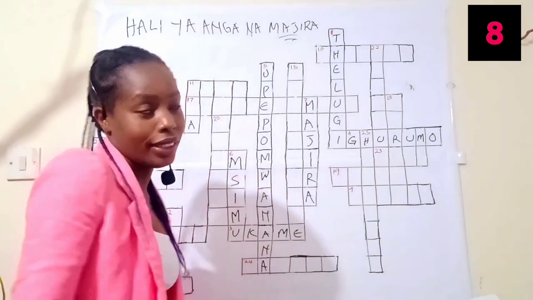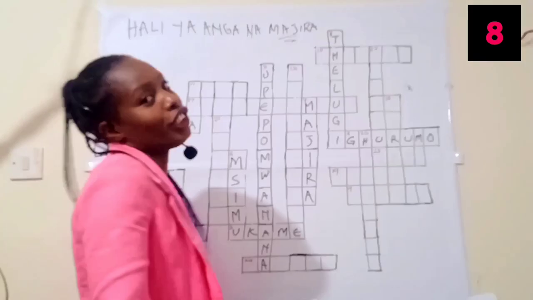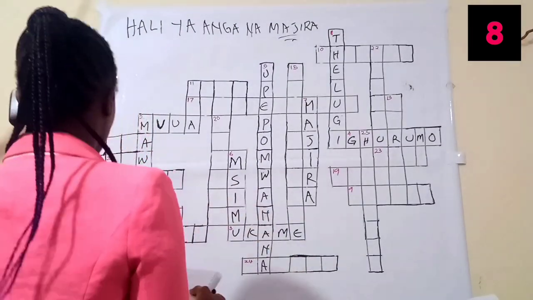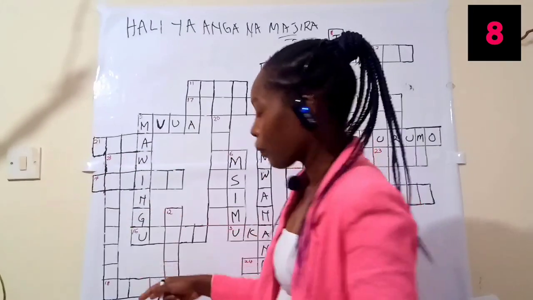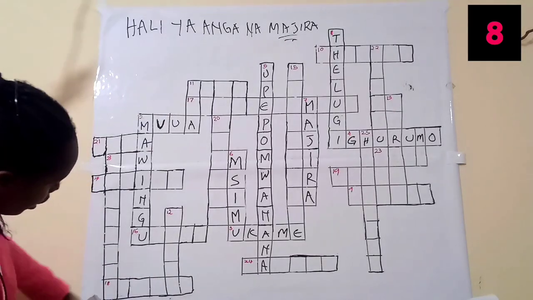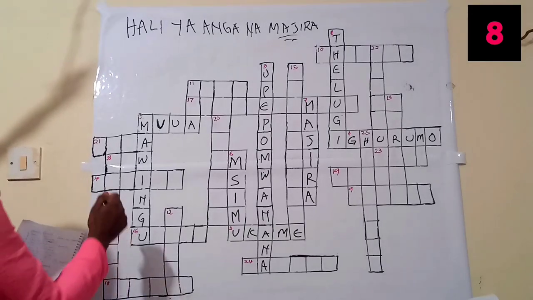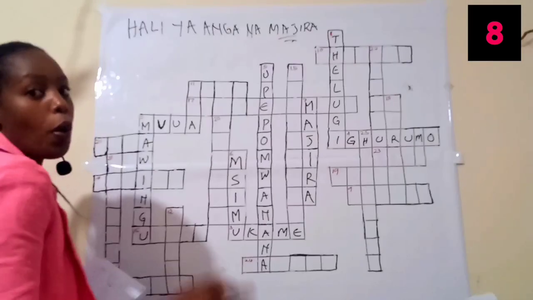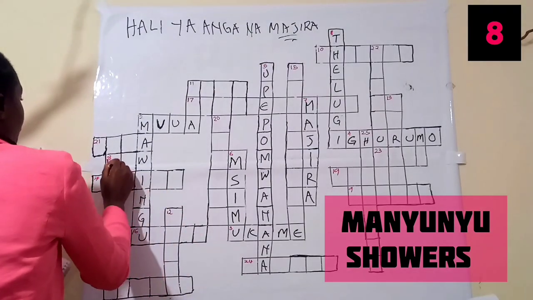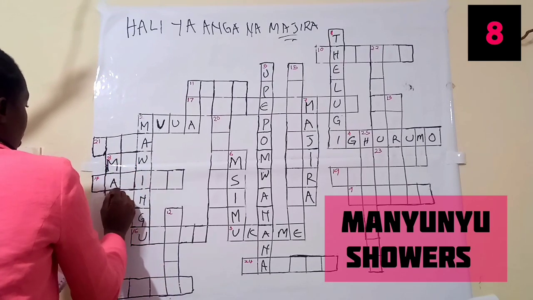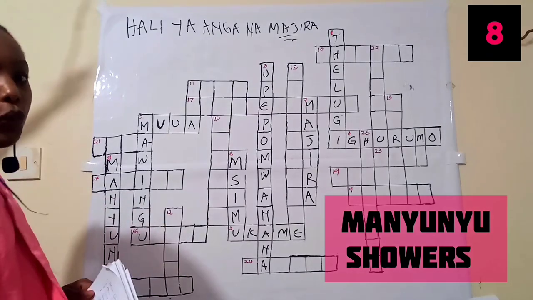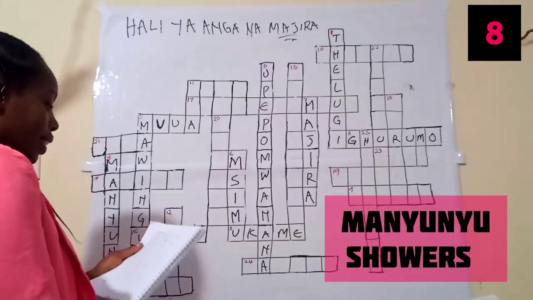So let's go to number eight. Number eight is showers. Oh, showers of blessings. Let's look for number eight. It's here. Sorry, my board is not so sticky. Number eight is manyunyu. So showers is manyunyu.